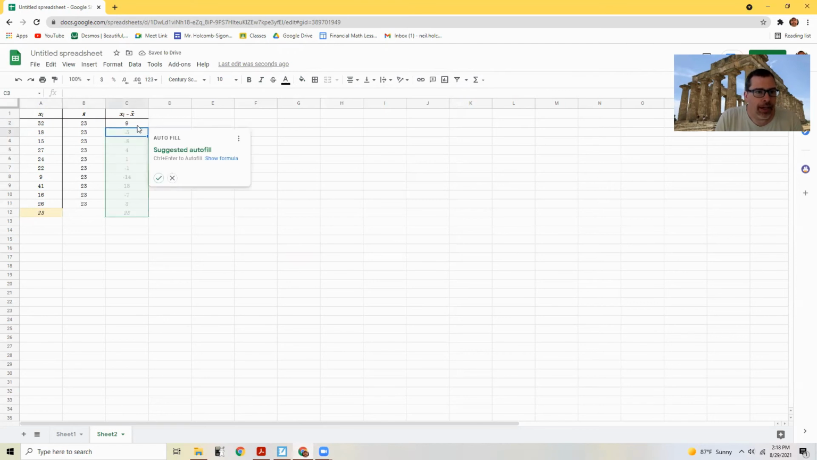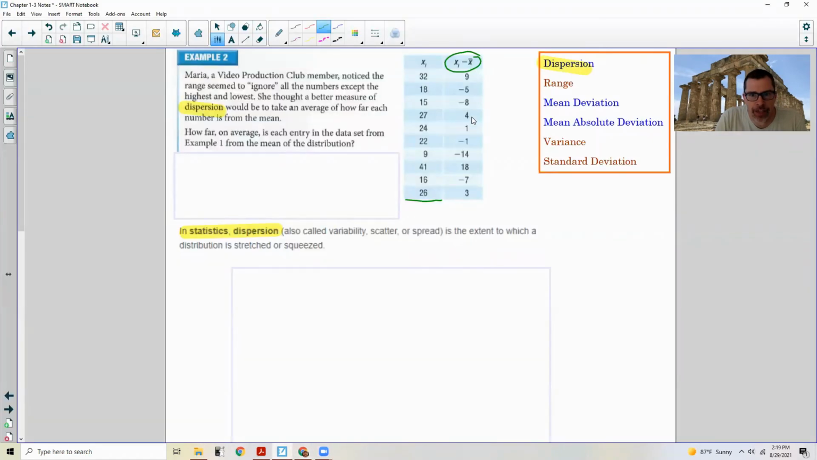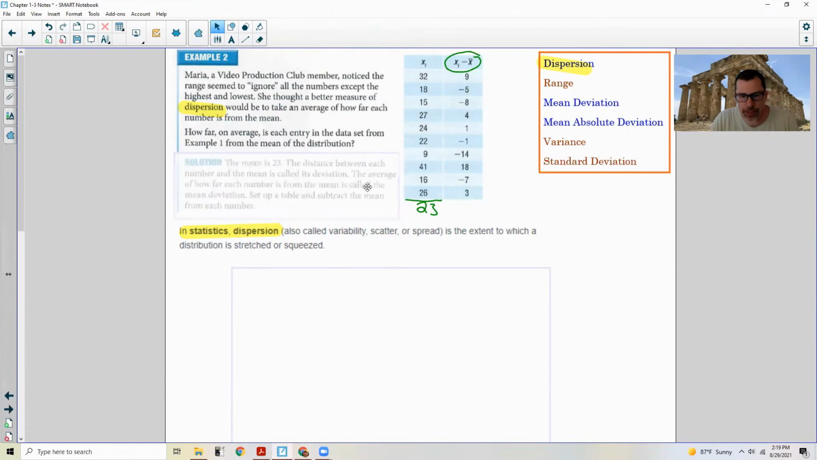Okay. So I got 9, and it says suggested autofill. In other words, do you want to do this for all of them? And I'll say yes. So I'm going to actually delete this one. Okay, so there they are, 9, -5, -8, 4. And if I go back, 9, -5, -8, 4. That's how this column was created. Take the average of this, which was 23. And then subtract 32 minus 23, 9, 18 minus 23, -5, and so on and so on. So that's how we determined that column.